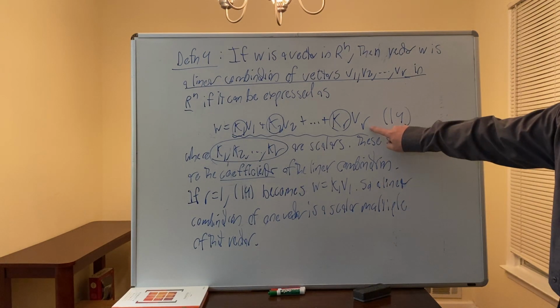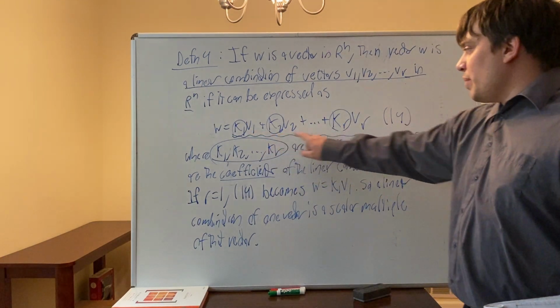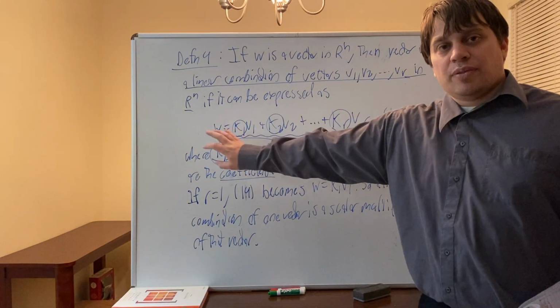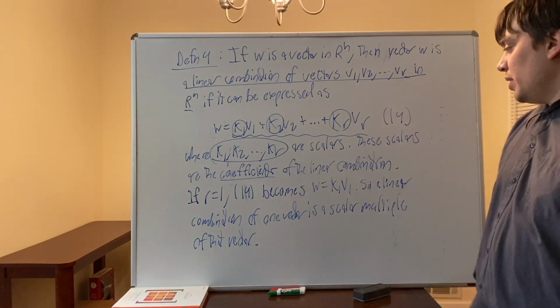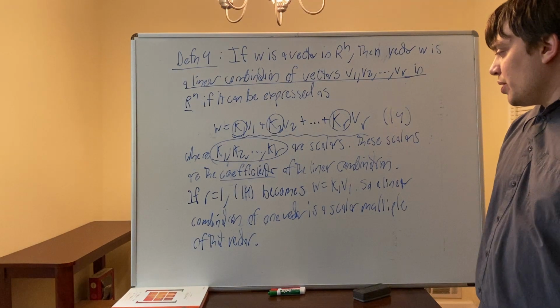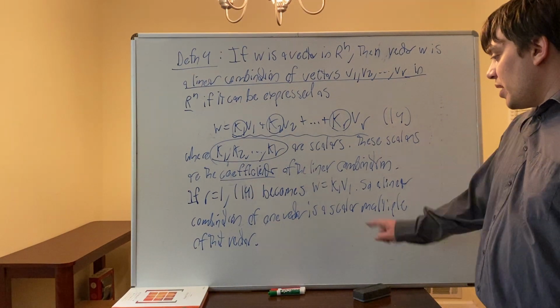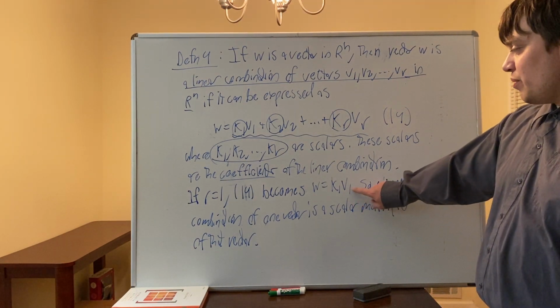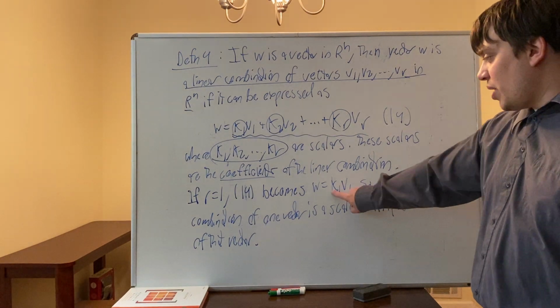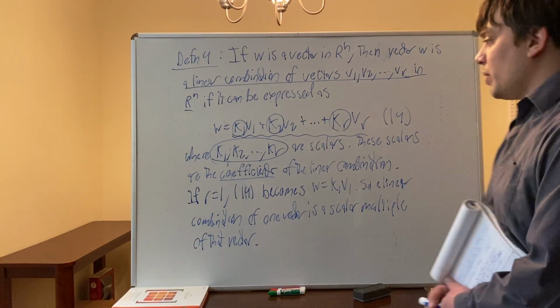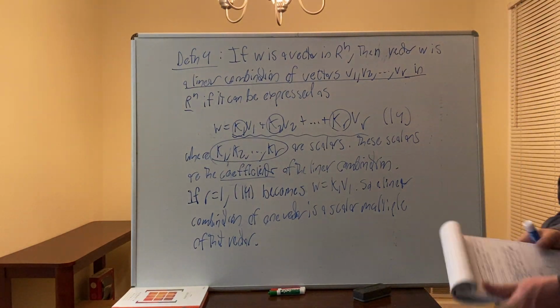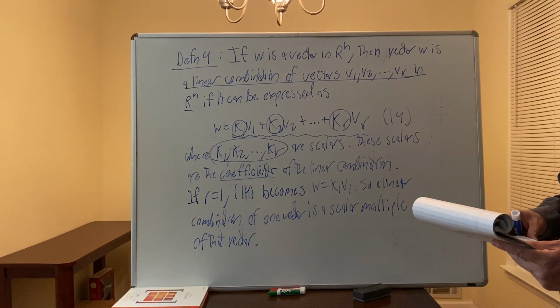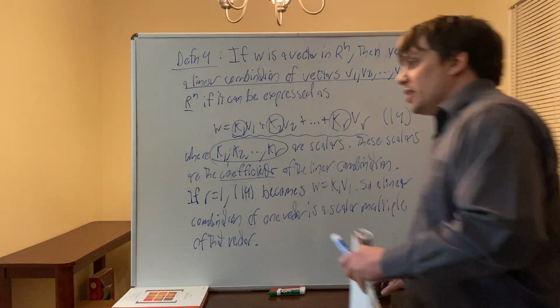And when r is 1, we add r products, so we only have one product. So w is equal to k1 v1. A linear combination of just the vector v1 is just a constant multiple of that vector v1. And so this is the definition for a linear combination.